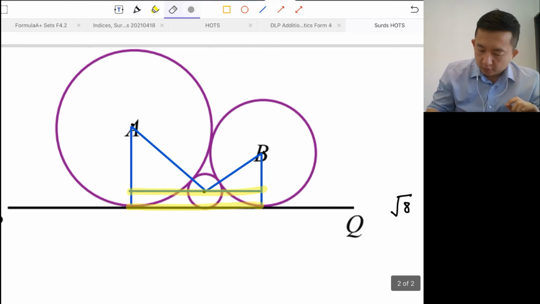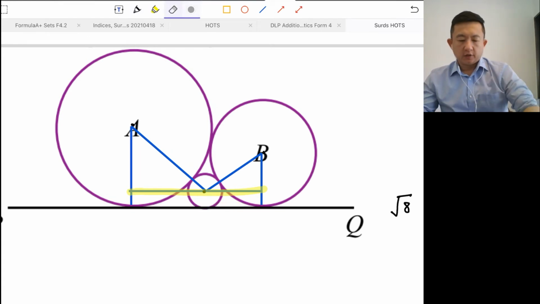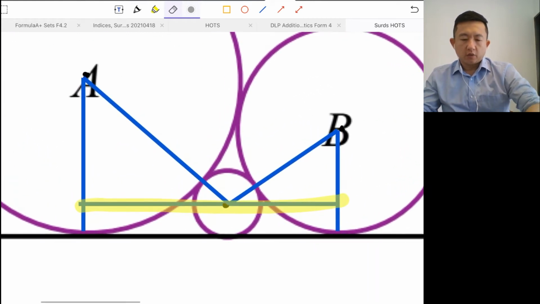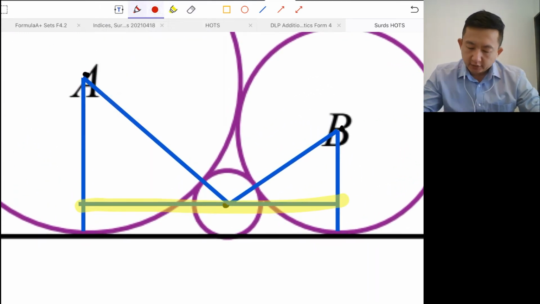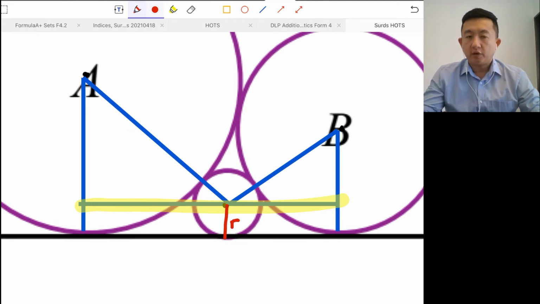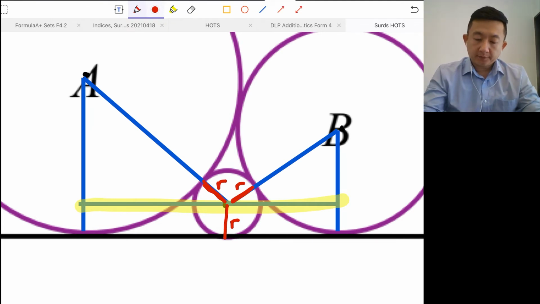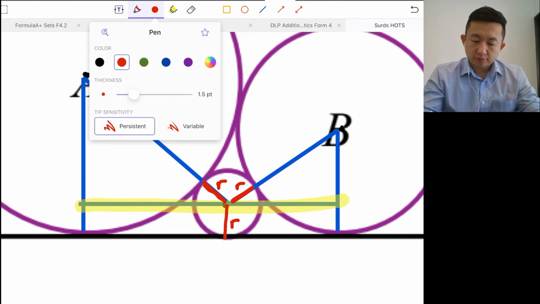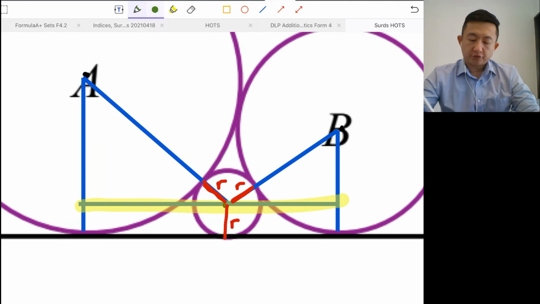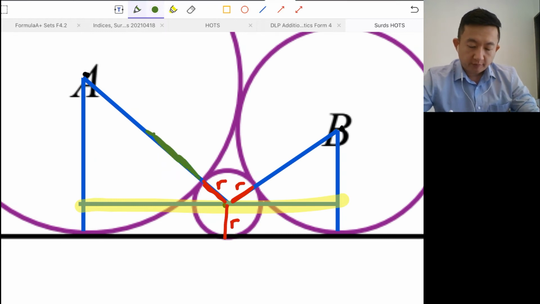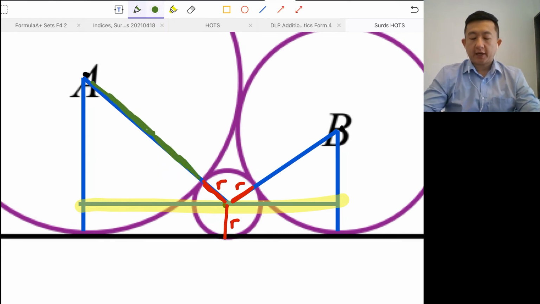Okay. Why do we need to know this? Alright, have a closer look. What we want at the end of the day is the radius of the smaller circle. Let's assume the radius of the smaller circle be r, and this will be r, this will be r as well. And then how about here? I use green color. How about here? What is the length here?